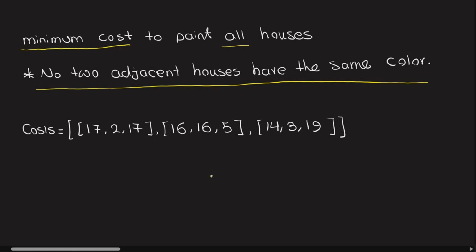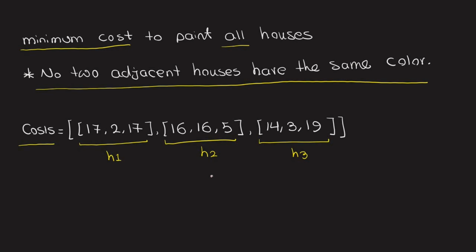Okay, so we are given an array called costs, and each row is related to one house. For example, this is house 1, this is house 2, and this is house 3. And for each house we have 3 numbers related to the colors red, blue, and green. So red, blue, green, red, blue, green, red, blue, green.